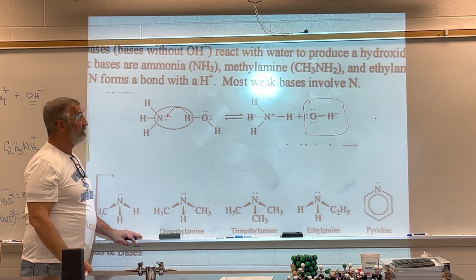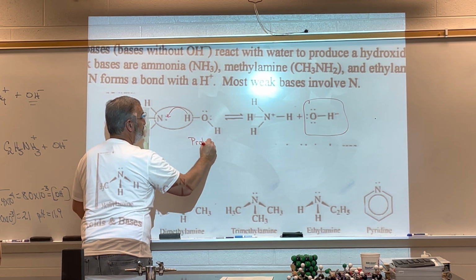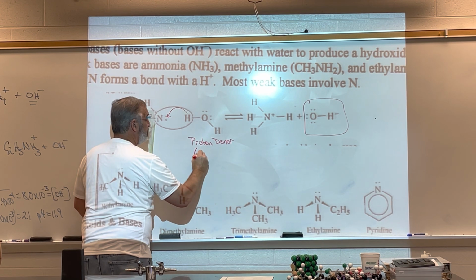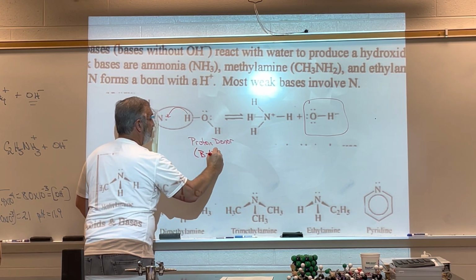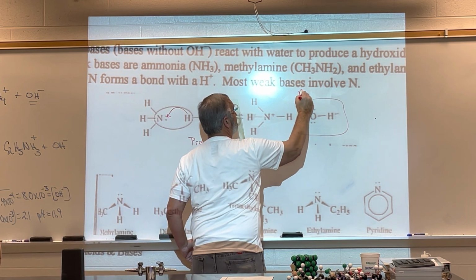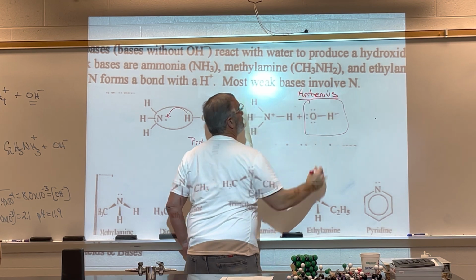Right? So that makes this a proton donor, which is a Bronsted-Lowry acid. This is an Arrhenius acid definition. Okay?